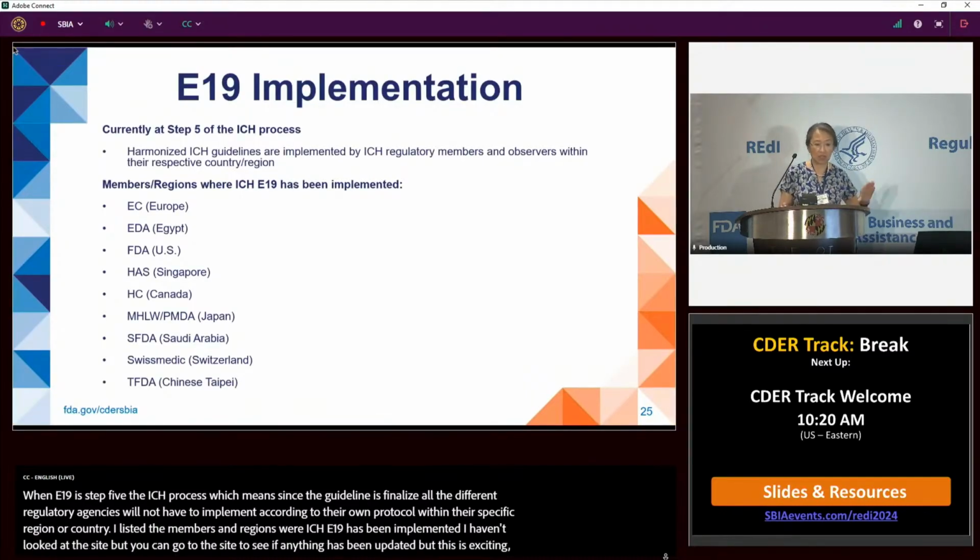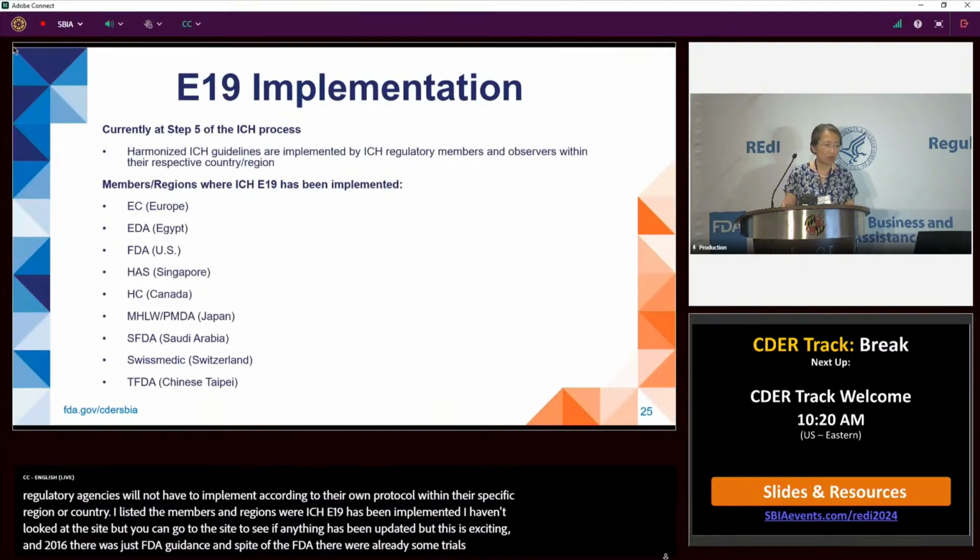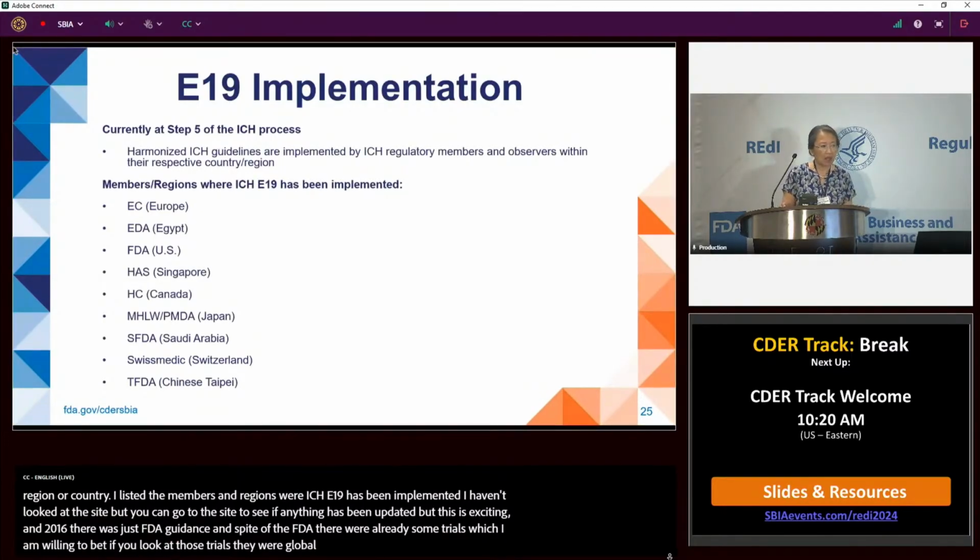And in spite of just being FDA, there were already some trials, which I'm willing to bet, if you look at those trials, were global trials as well, where it's been implemented. But to have this actually signed on by many different regulatory agencies, this is really an opportunity for us to continue to promote this more broadly.